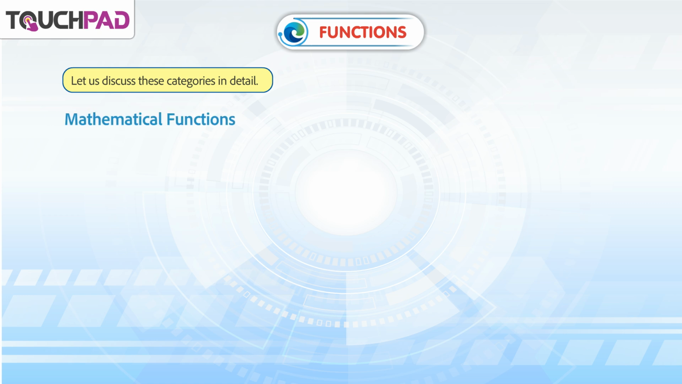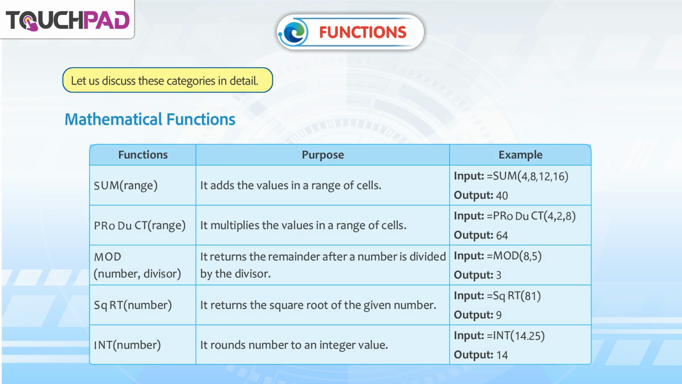Mathematical functions. SUM(range). It adds the values in a range of cells. Input: =SUM(4, 8, 12, 16). Output: 40. PRODUCT(range). It multiplies the values in a range of cells. Input: =PRODUCT(4, 2, 8).